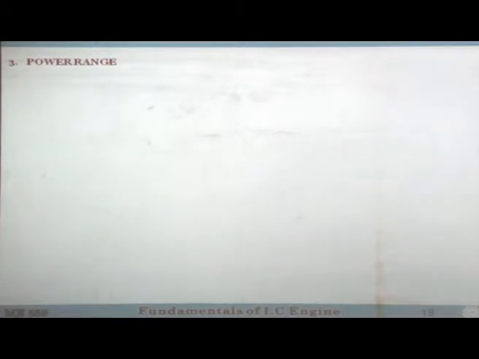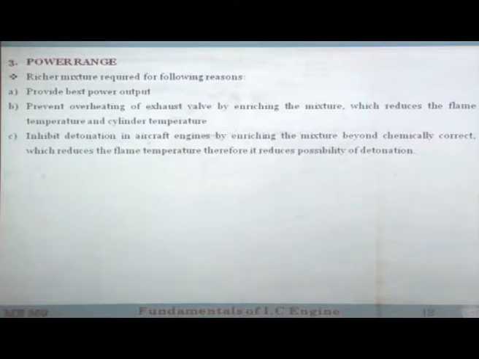Now the third part is coming to the power range. Power range was the last range, where you are pulling the maximum throttle. So obviously here you require a very rich mixture. Why? Because you want to provide the best power output. You also want to prevent overheating. Why do you want to enrich the mixture at power?